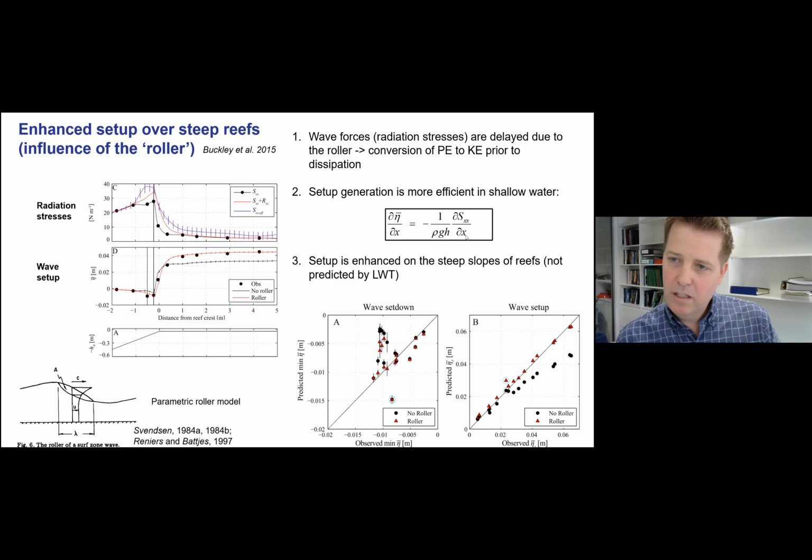So for the same decay, you can see the slopes of that radiation stress are similar, but because they're occurring in shallower water on top of the reef, we get a significant increase in wave setup. And so what we've done through all this work is we can actually explain why we get these large setup values, and we can reproduce both our set down and setup if we include this effect of a wave roller. You can see if we collapse on the one-to-one line, if we don't include this, we significantly underpredict wave setup.